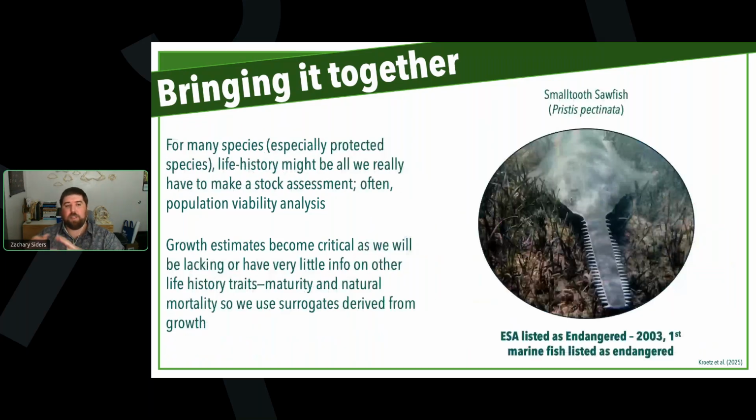And so the example here is smalltooth sawfish. This was the first marine fish listed as endangered under the Endangered Species Act. It was listed in 2003. They're a generally shallow water species around the state, pretty charismatic. There's some illegal trade going on for their rostrums. So we typically get ones that have their rostrums cut off, which proves to be an issue in terms of building some of these models when we want total length.